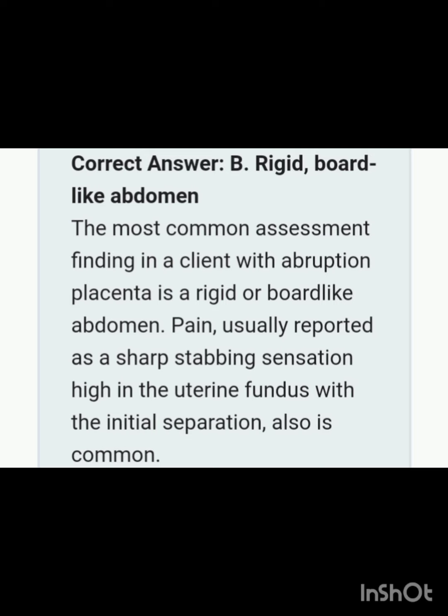The most common assessment finding in the client with abruptio placentae is a rigid or board-like abdomen, because the uterine contractions will start. So we can observe a rigid, board-like uterus in abruptio placentae. Pain usually reported as a sharp, stabbing sensation high in the uterine fundus with the initial separation is also common. Even if the placenta is only slightly separated, the pain will be there, and it is as sharp as a stabbing sensation.